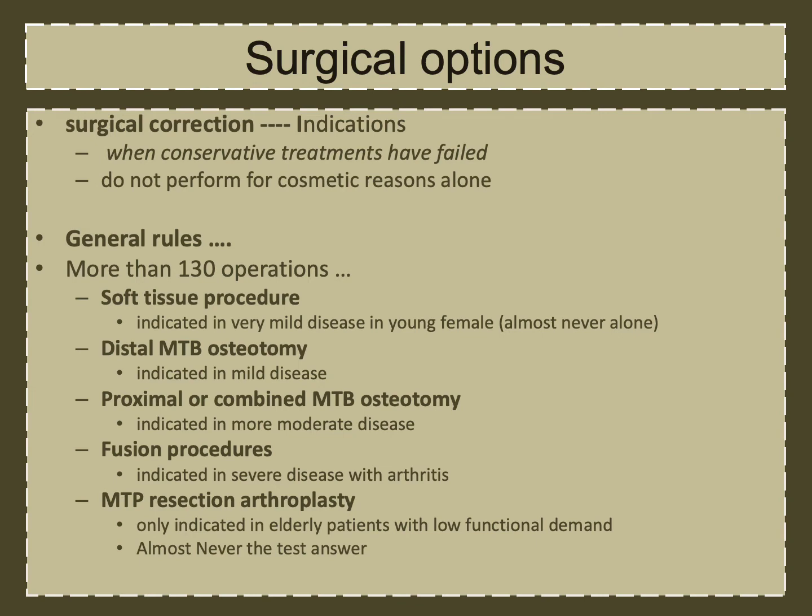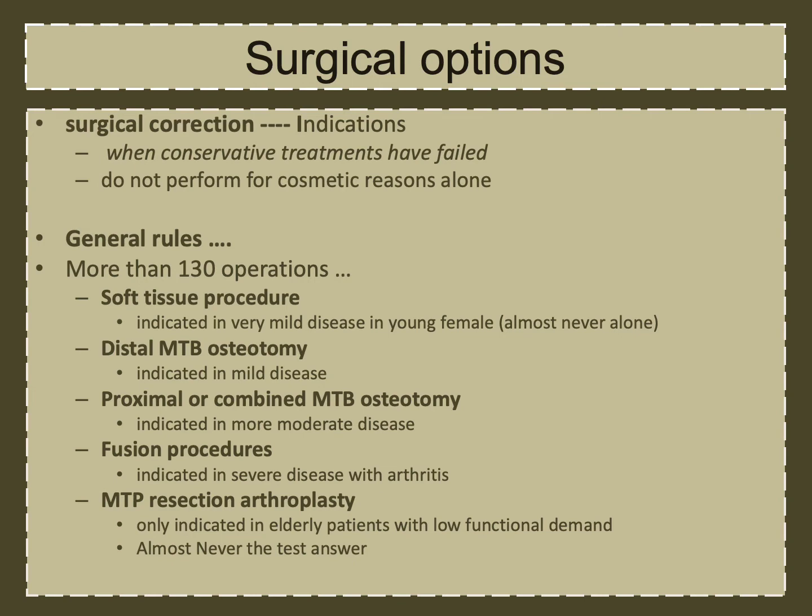The distal osteotomies are indicated in mild disease. The proximal osteotomies or the combined osteotomies are indicated in more moderate disease. Fusion procedures, meaning fusion of the metatarsophalangeal joint, are indicated in severe disease with arthritis or in people who are syndromic or have extreme ligamentous laxity.